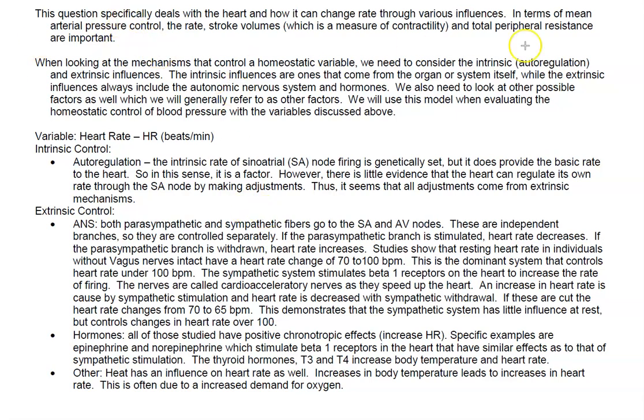What we're looking at, and this is always true of any homeostatically controlled variable, is we need to consider the intrinsic and extrinsic influences. The intrinsic are from within the system or organ itself. That is also known as auto or self-regulation. The extrinsic influences always involve a couple different things. We always have to look at the role of the ANS, the autonomic nervous system. We always have to look at the role of what hormones play. And in addition, there are sometimes other factors that we may need to consider in terms of that control.